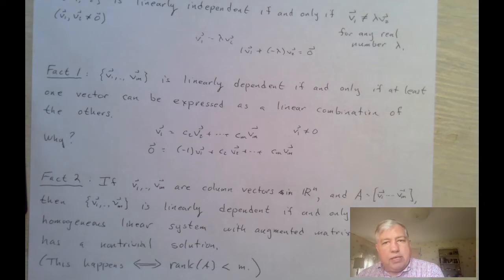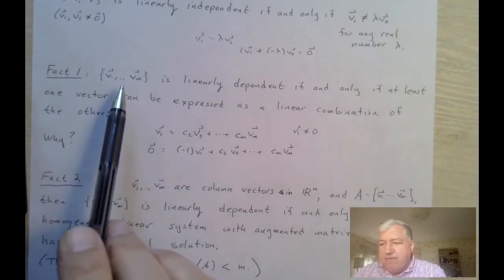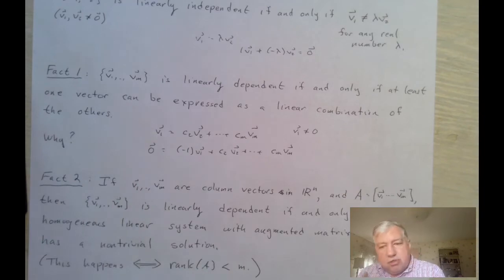It says at least here. It might be that not every vector here is going to be a linear combination of the others. But at least one of them has to be.